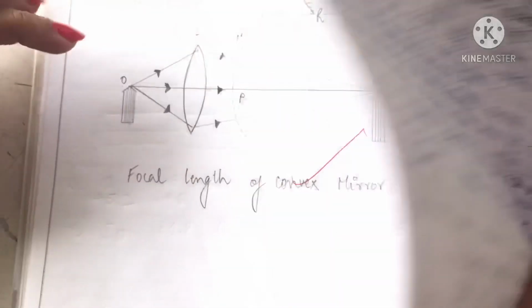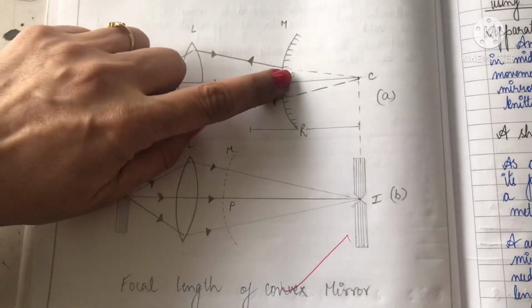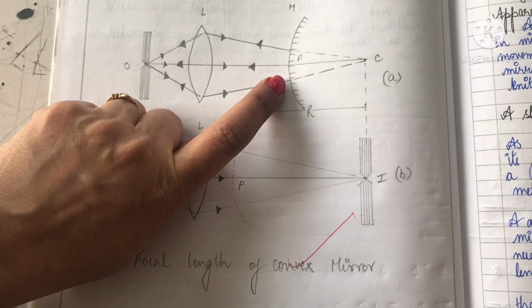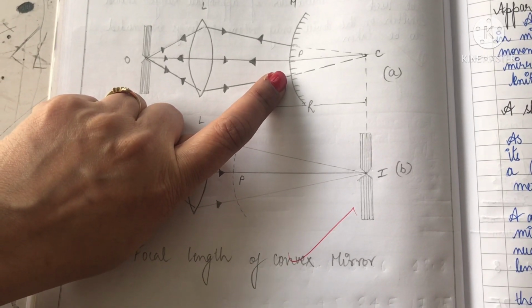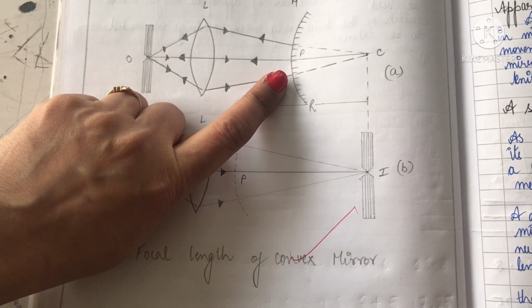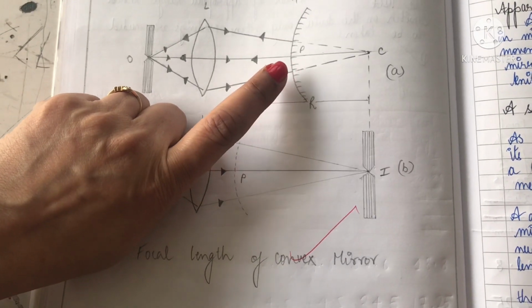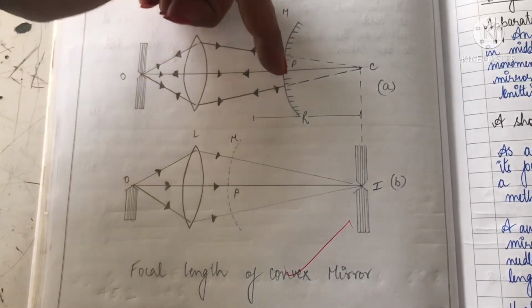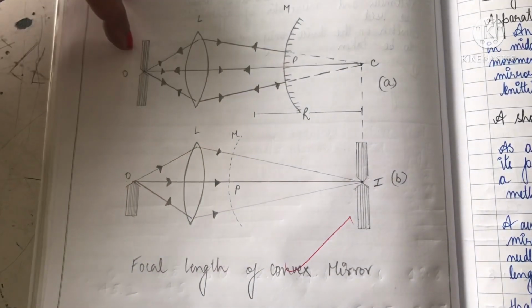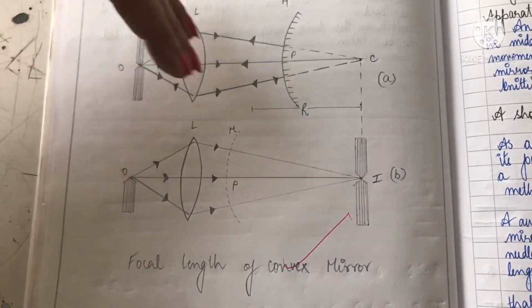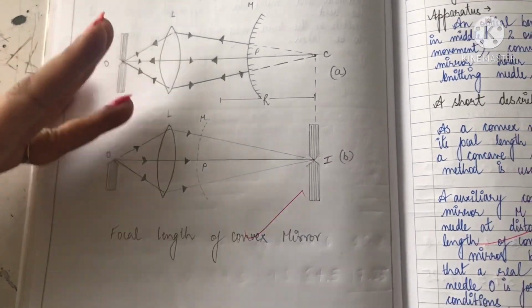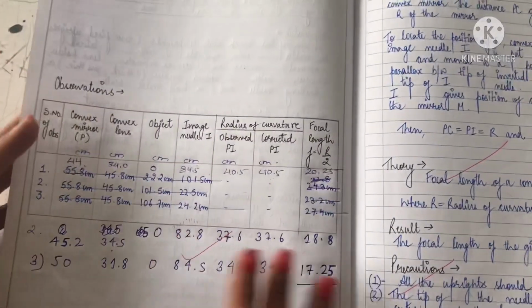and then we can find out f is equal to R upon 2. Why are we using the convex lens here to find the focal length of convex mirror? Because image formation by convex mirror is always a virtual erect image that cannot be formed on the screen. So we cannot find out the focal length directly. So we use the convex lens. Whatever image will be formed, that will be the inverted image, and then by removing the parallax and all, we can calculate the focal length of convex mirror.